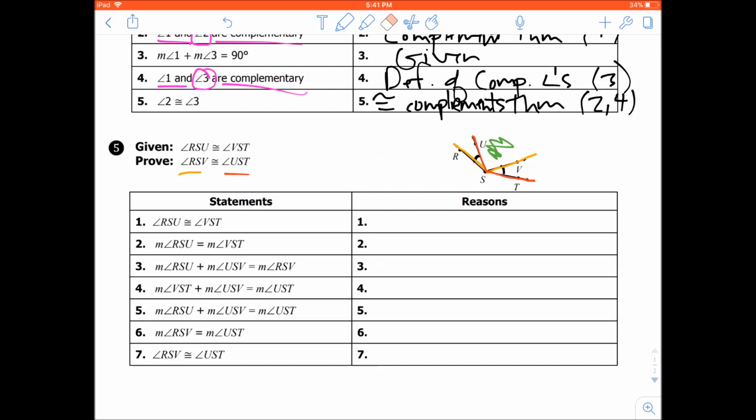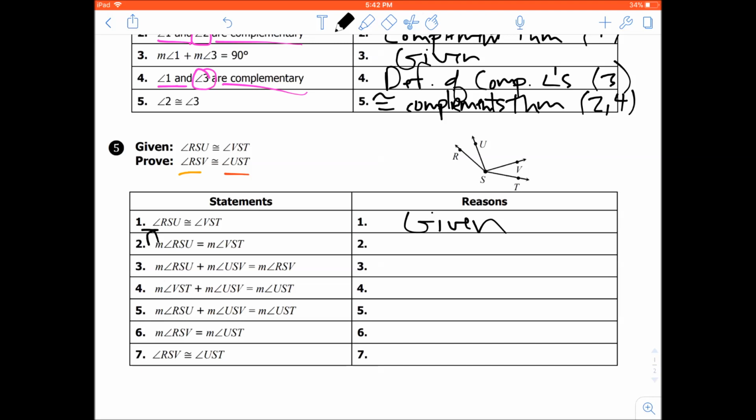So first of all, I know angle RSU is congruent to VST. That was given right there in the given. Now I say measure of angle RSU is equal to measure of angle VST. So what did I do? This either came from the picture because it's angle addition postulate, but guess what? This does not look like part plus part equals whole. So it probably didn't come from the picture.